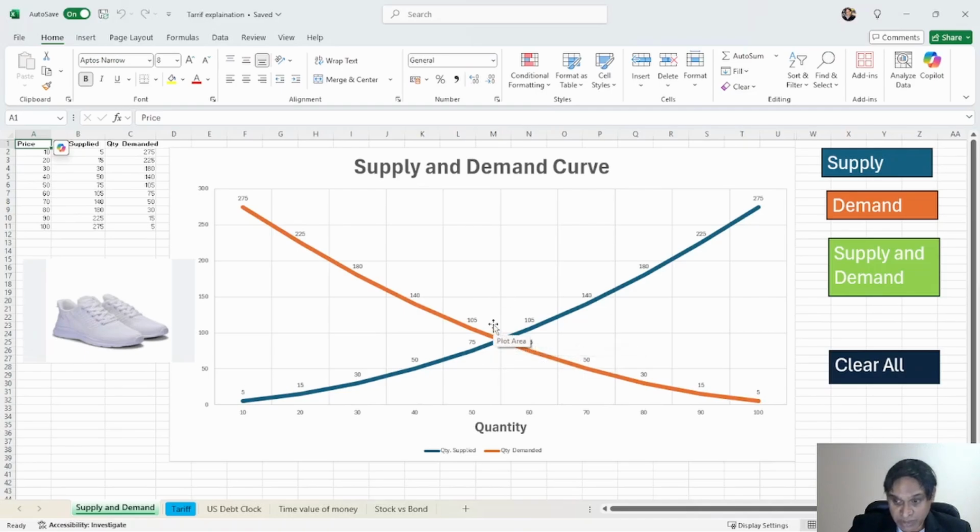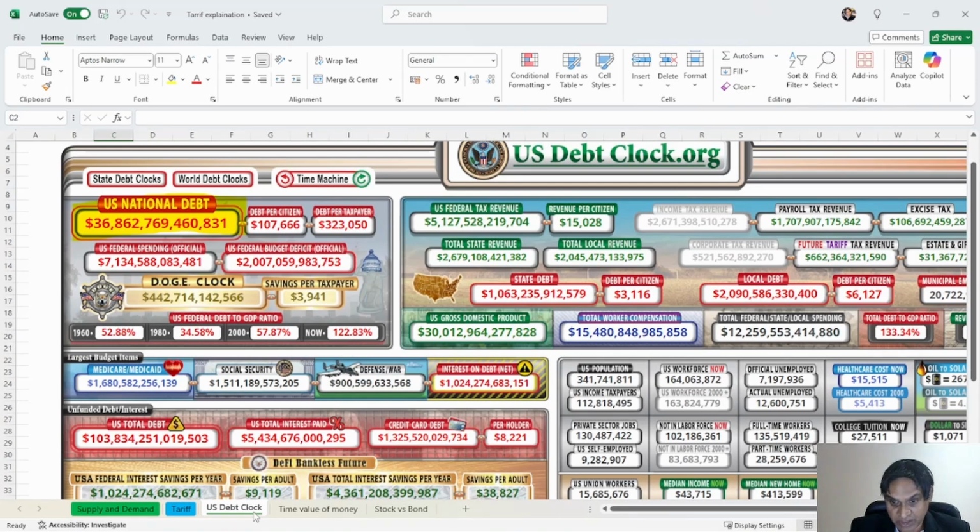What I need to show you, and what we're going to look at in the next video, is the US debt clock. Remember, supply and demand is simple economics. This is people buying and people selling. The US debt clock, as you can see here, shows that the US debt right now is $36 trillion. That's the US debt. It's at the debt ceiling at the moment.